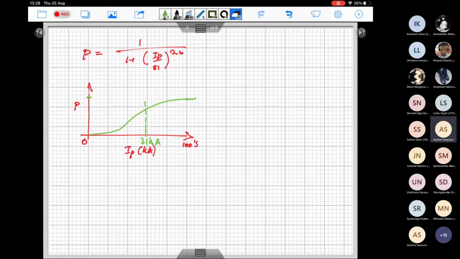Right, maybe let's start with the 50%. So 31 kiloamps is the median. Of all the lightning strikes, 50% are above 31 kiloamps, 50% are below. Right. I've drawn this the wrong way, sorry. Actually like that.